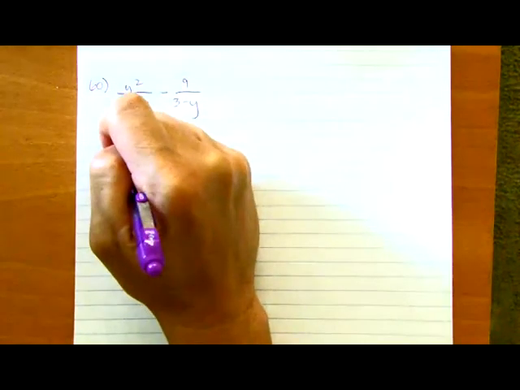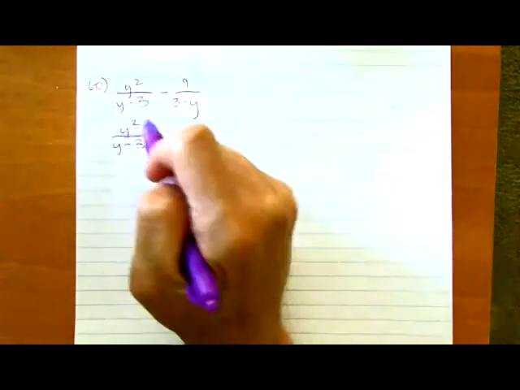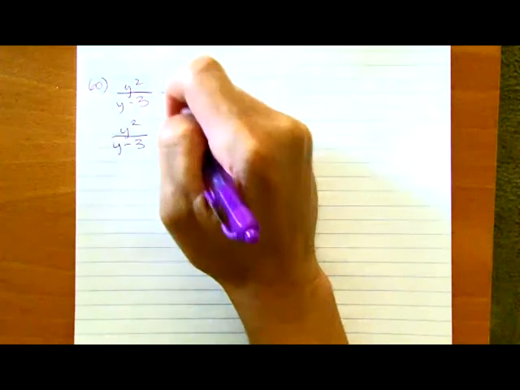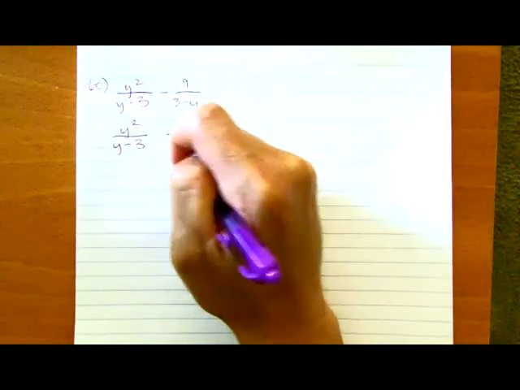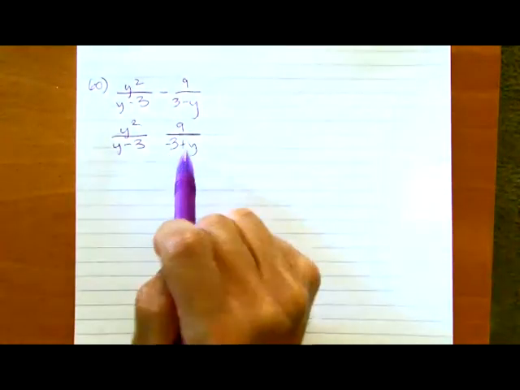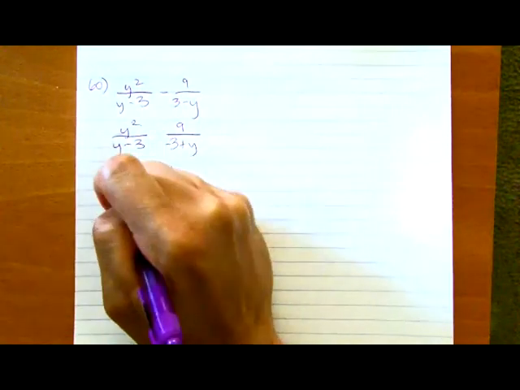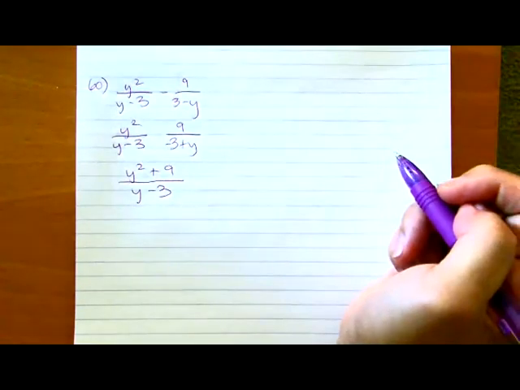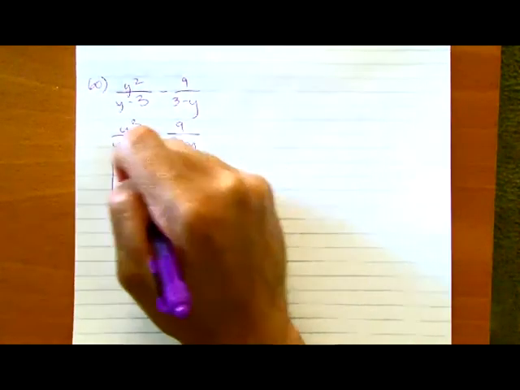So this would give me y squared over y minus 3. That doesn't change. If I distribute to the bottom, it'll become a negative 3 plus y. And that's the same. Y squared plus 9 over y minus 3. We can't factor the top. This is as far as we can go. There's nothing left to cancel.